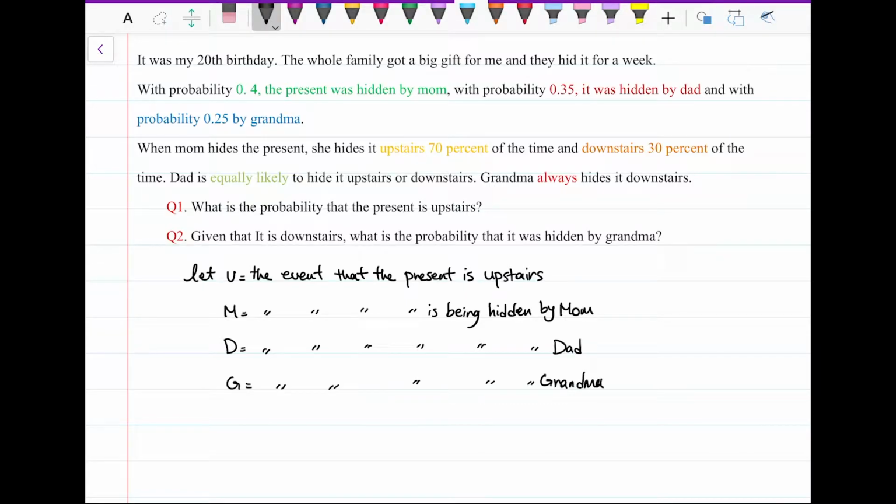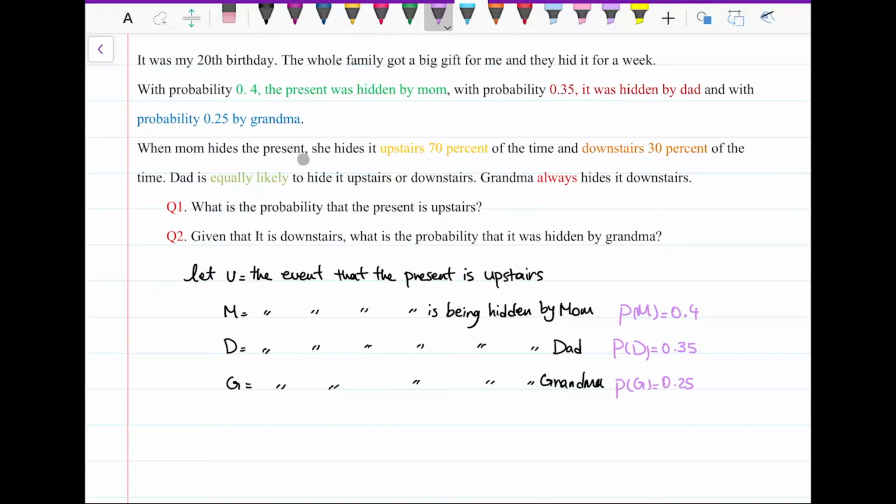Okay, so based on these events, let's see what we have. With probability 0.4, the present was hidden by mom. So probability of M is 0.4. With probability 0.35, it was hidden by dad. So the probability that it is hidden by dad is 0.35. And with probability 0.25 by grandma. So probability of G is 0.25. Great. What else do we know?